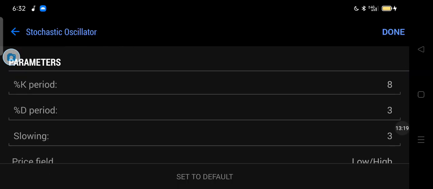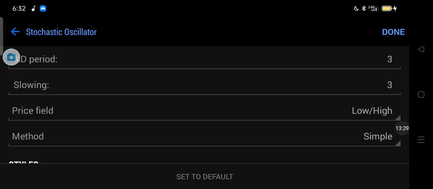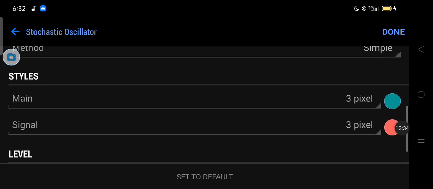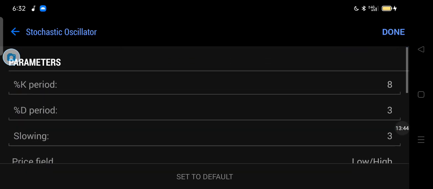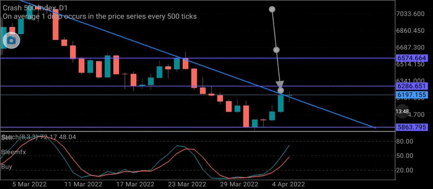Okay, so we have the stoch oscillator. Look at the settings once again. Percent K period is 8, percent D period is 3, slowing is 3. We have price field low/high, method simple, and our styles. Our styles are 3 pixels, so it will be very visible for me, due to my eyesight. You can change it however you want. Okay, so I click on done, and I have my stoch right now.